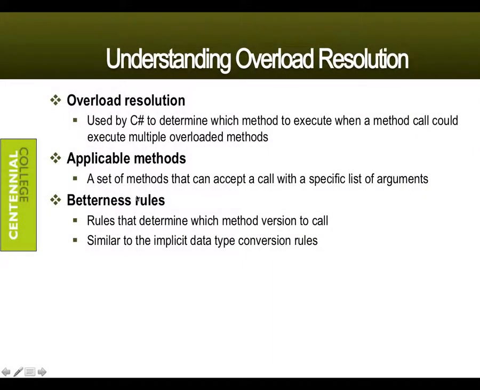So again, from an overload resolution perspective, the compiler or the interpreter is first going to try, because we're doing some code hinting, to see if there are any applicable methods that make sense. The problem is that C# has something called betterness rules, and what they do is determine which method version to call.